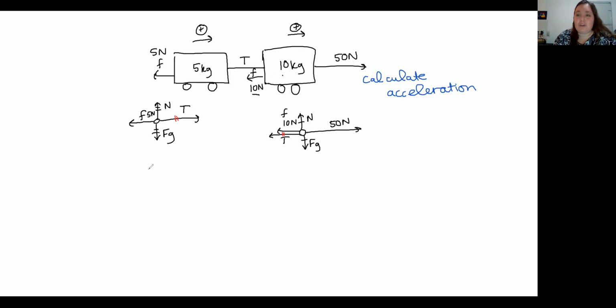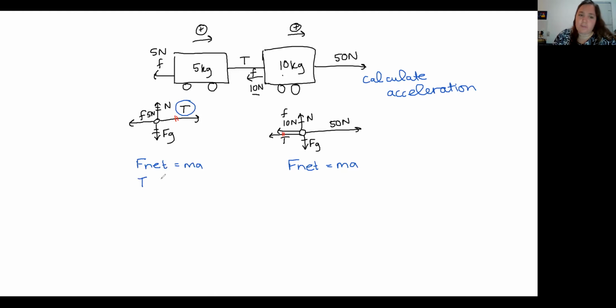So the next step that I'm going to do is a simultaneous equation. So for each object, I'm going to say F net is equal to MA. So F net is equal to MA, F net is equal to MA. Choosing the direction of acceleration as positive is the key thing to getting this answer right. Anything that goes in the direction of acceleration is positive. Any forces in the opposite direction are negative. So since my positive is to the right, this tension here is positive T.